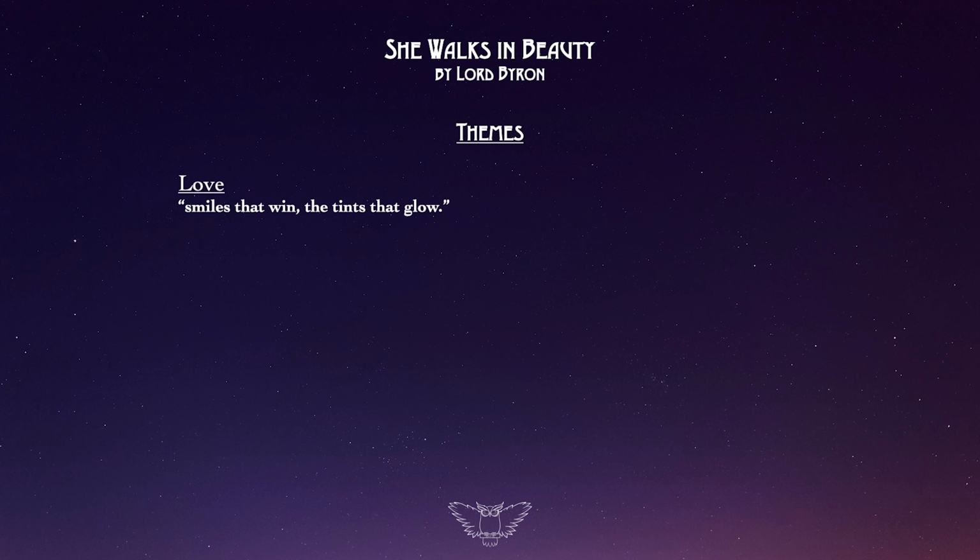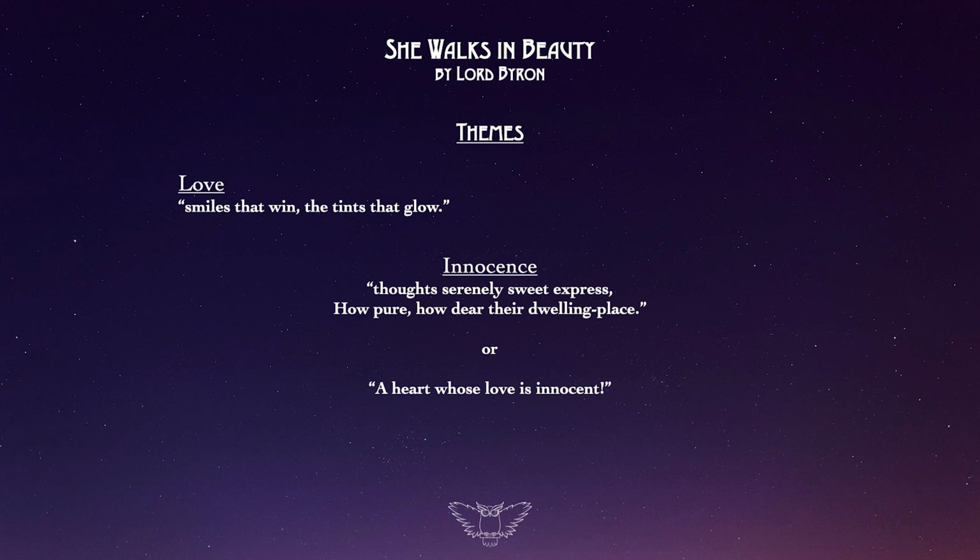Let's pick out 3 themes then. So we've got love, and the example I've given is smiles that win, the tints that glow. We have innocence, thoughts serenely sweet express, how pure, how dear their dwelling place. Or you could have used something which was more obvious, so a heart whose love is innocent actually mentions the word innocent. And the 3rd theme is mystery. Mystery permeates the entirety of this poem, and the example I've picked is waves in every raven tress. The themes are going to give you a bit of a clue and help you with the analysis.